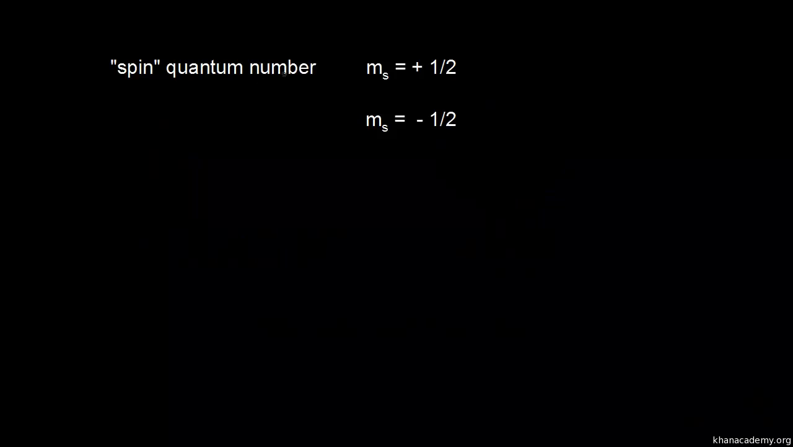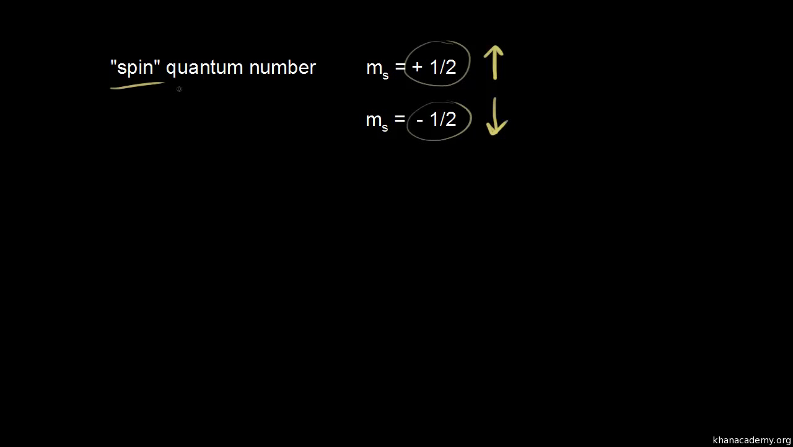We've already seen that the allowed values for the spin quantum number are positive 1/2 and negative 1/2. So an electron could have spin up or an electron could have spin down. And remember, spin is in quotation marks because we can't really visualize an electron spinning on its axis. That's not really what it's doing. And so we just call it the spin quantum number.